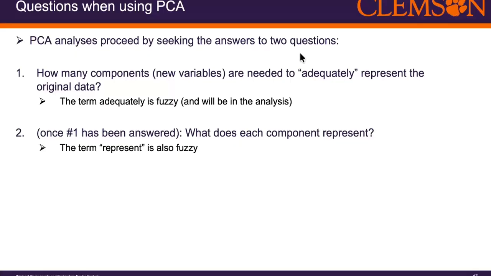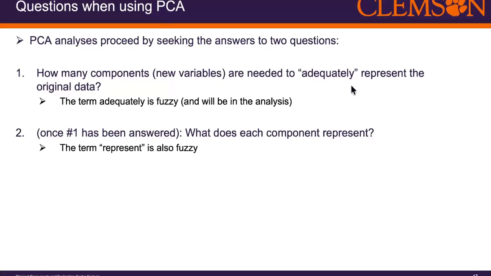Now, this word adequate is purposefully benign. It is very fuzzy. How many are needed? What is adequate? What does it mean? Does that mean 80% of the total variance, 90%, 40%? It isn't well defined, but you have to choose and describe it as you do an analysis.